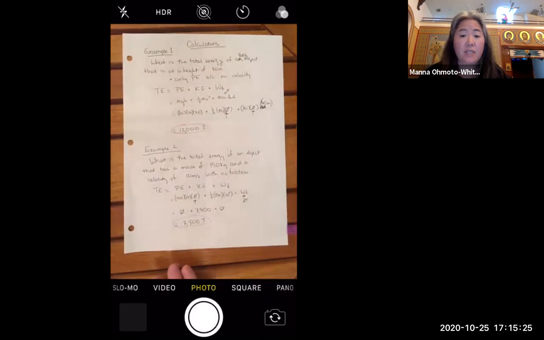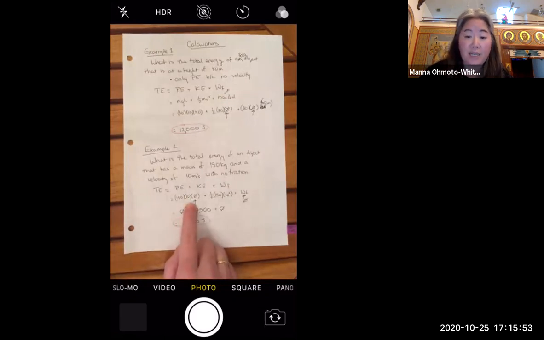Here's another example in which all I have is kinetic energy. So the question is, what is the total energy of an object that has a mass of 150 kilograms and a velocity of 10 meters per second with no friction? So there's two clues that there's no friction. One, I tell you there's no friction. The second one is there's no displacement, right? So work loss due to friction has to occur over a certain displacement. If that's not given, then you can assume that there is no work loss due to friction.